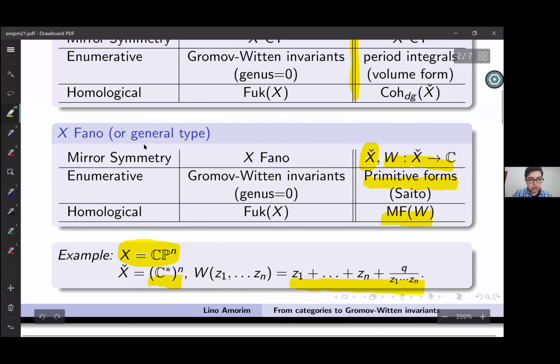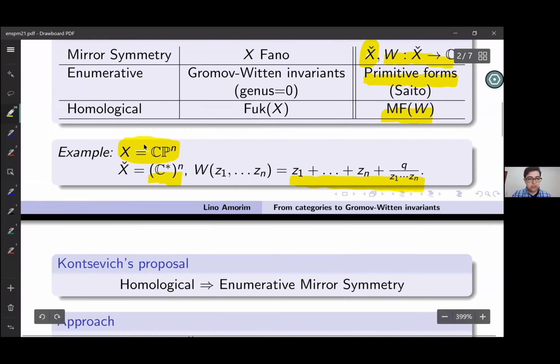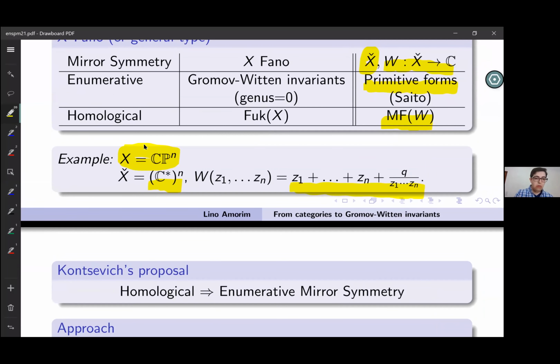Okay, so when Kontsevich proposed homological mirror symmetry, he also proposed that, in fact, homological mirror symmetry should be strictly stronger than the enumerative one. Meaning that if for some reason you get to prove homological mirror symmetry in some case, it should be a formal consequence of that that enumerative mirror symmetry should also hold.